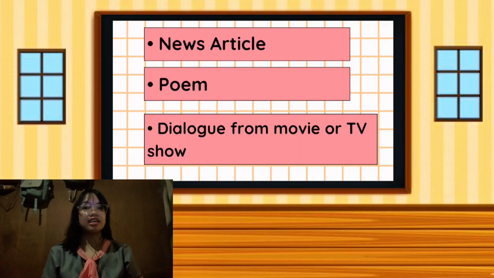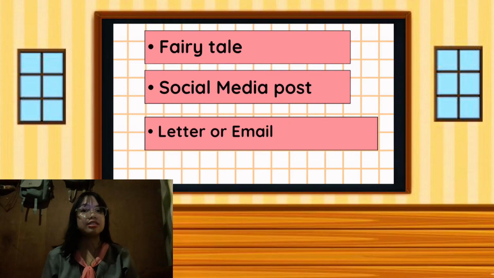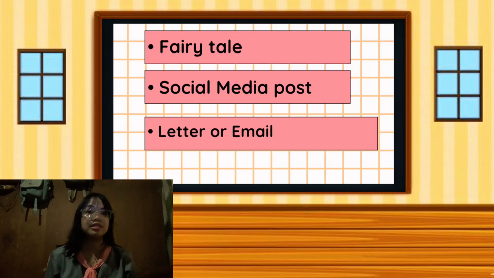First is news article. It gives students practice with factual information and formal language. Second is poem. It helps learners focus on rhythm, sound, and creative expressions. Third is dialogue from a movie or TV show. It builds conversational skills and listening to natural speech. Fourth is fairy tale. It encourages imagination and exposes students to narrative structures.